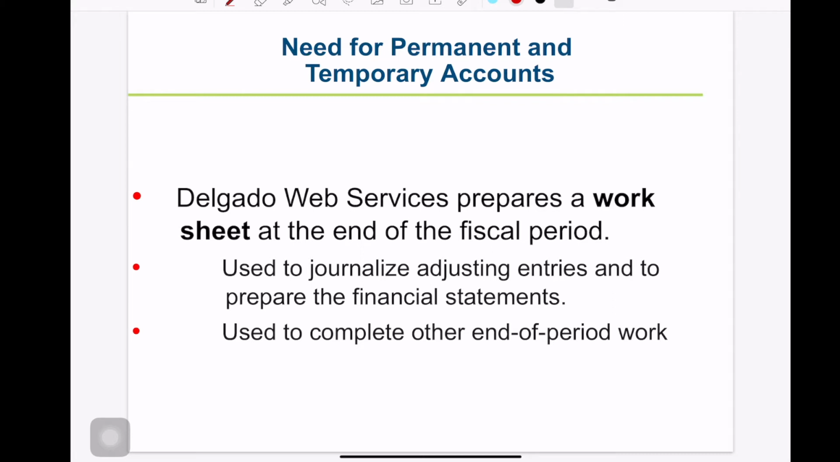Delgado Web Services prepares a worksheet at the end of the fiscal period. They use it to journalize adjusting entries and to prepare the financial statements, and we've done that already. And they also use that worksheet to complete other activities at the end of the fiscal period. So this is what we're going to do, the end of period work, this chapter.